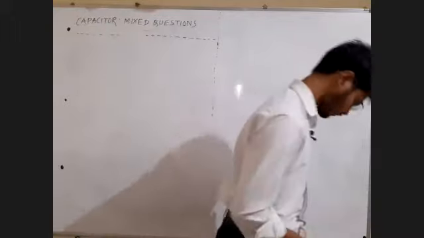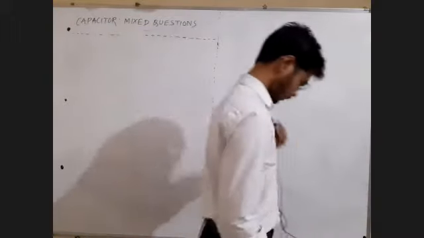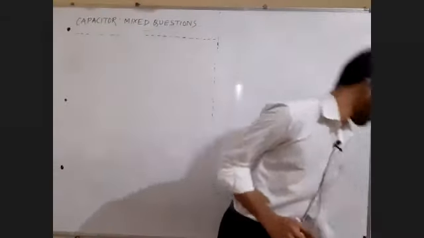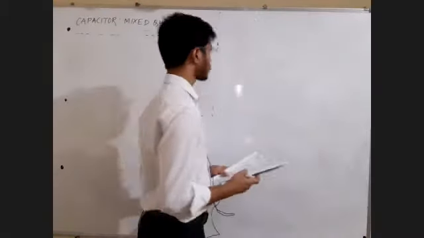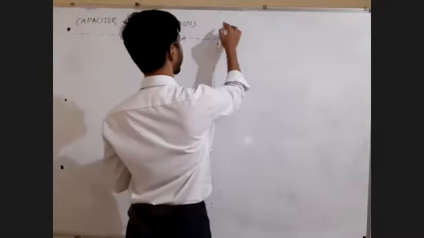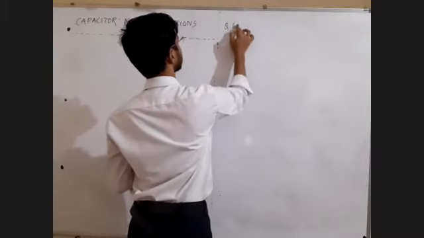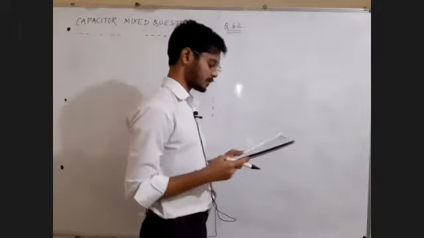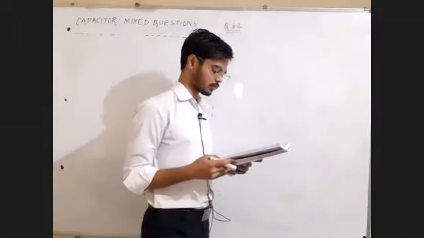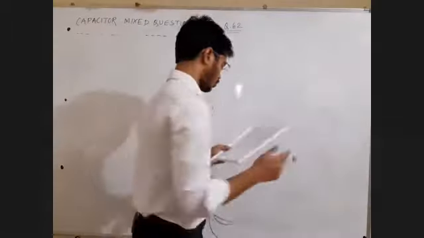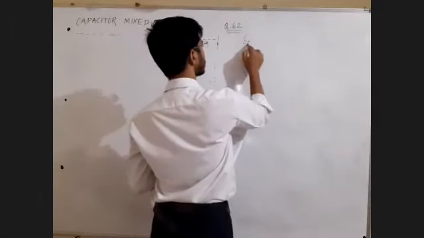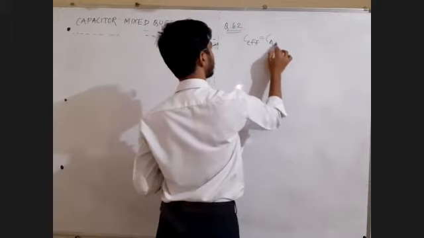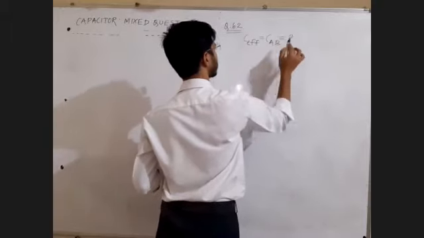62. Let's do question number 62. Let's see whether we are able to solve this question or not. Question number 62. The resultant capacitance between A and B in the following figure is equal to. Resultant capacitance means effective capacitance between points A and B in the following circuit.